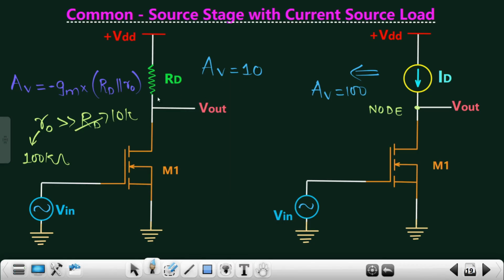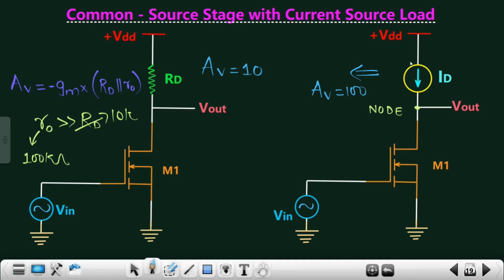So you don't need to play with the value of RD. And even if you increase RD, there is a chance that you can actually play with the biasing voltage. You can shift the biasing point, and in that case you can migrate from the saturation region to maybe the cutoff region or the linear region. So there is that kind of disadvantage: even if you increase RD, you might lose the saturation region.